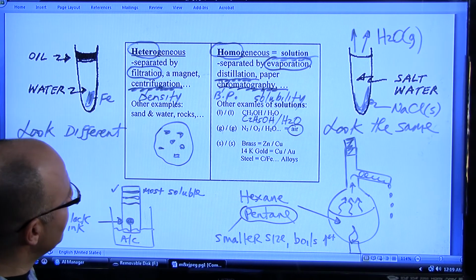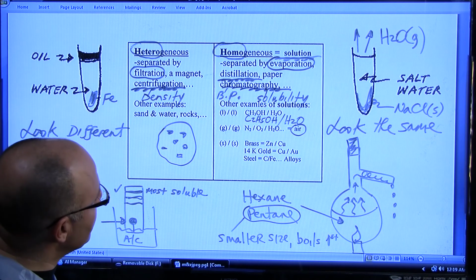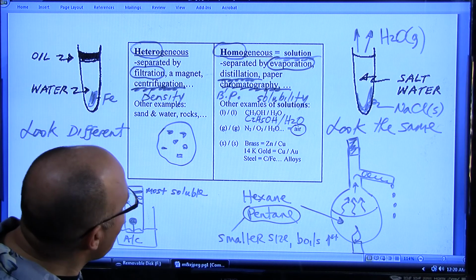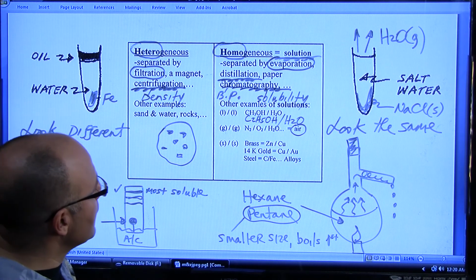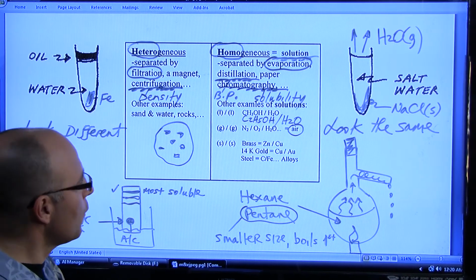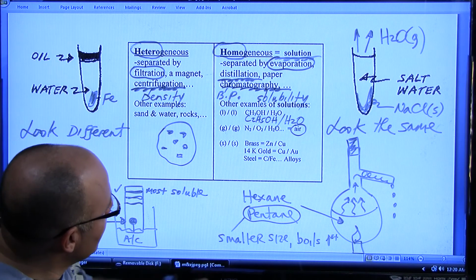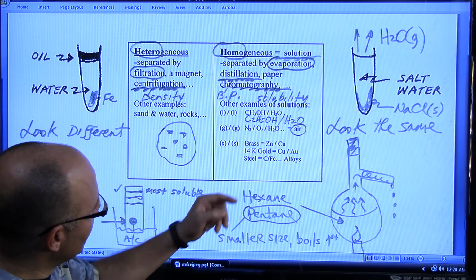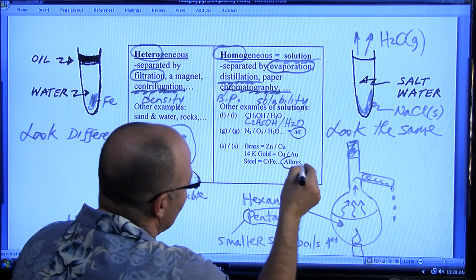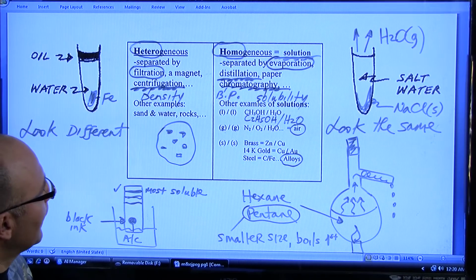And then you have solid solutions. Now it's hard to picture two solids dissolving in each other, so what happens here, as in the case of brass, which consists of zinc and copper, what they do is they melt both solids, mix them together, and then when they solidify, you can't tell them apart. 14-karat gold is another example. That's not pure gold. They add the copper to the gold to make it harder. And here is an example of steel. You could have carbon and iron. These are all examples, by the way, of alloys, which are solid solutions that contain at least one metal.